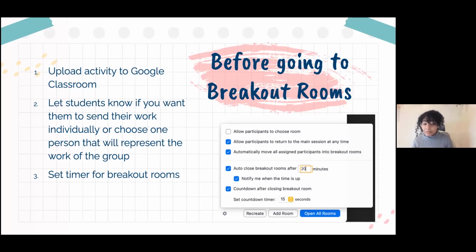Okay, so the third step is to set a timer for the breakout rooms. I usually set more time than what I tell the students that I'm going to be giving them. Why? Because it usually takes them longer to complete the work than the time that I give them. If I give them 20 minutes, it's going to take them 25 minutes. But if I say, okay, I'm going to give you 15 minutes, it's probably going to take them 20. So I tell them I'm going to give them a little less time than the time I want them to complete all the work.